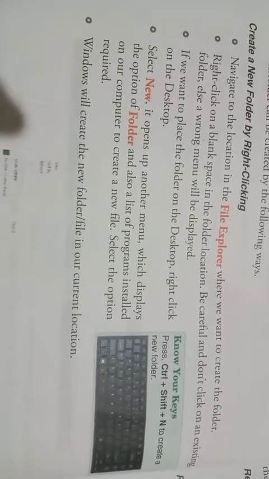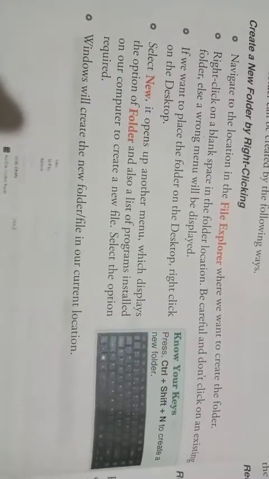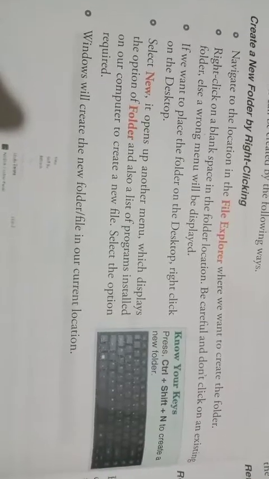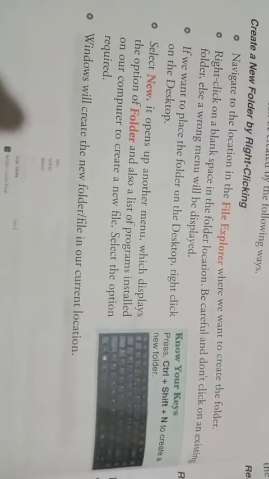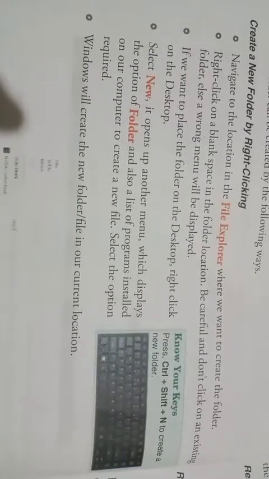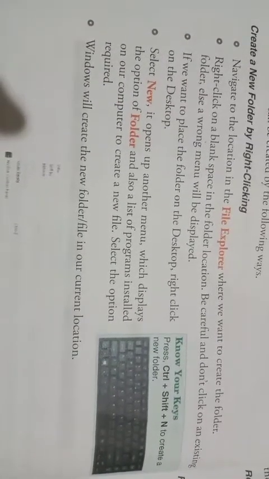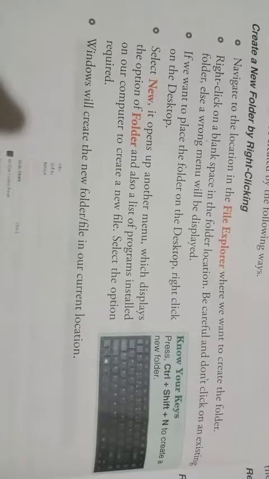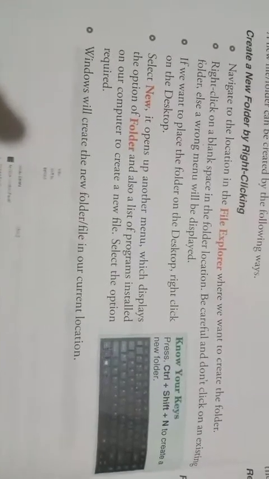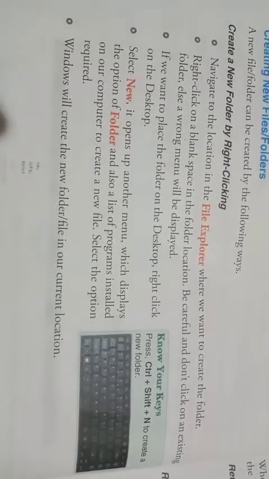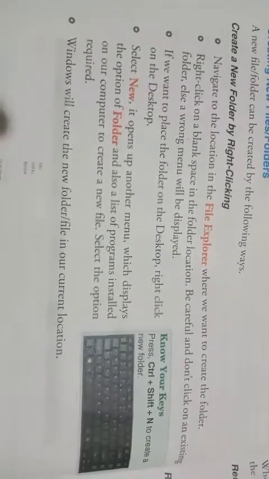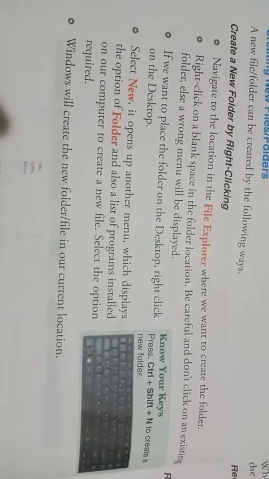If you want to place a folder on the desktop, what do we have to do? We have to right click on the desktop. Select New. It opens up another menu which displays the options of the folder and also a list of programs installed on our computer to create a new file.